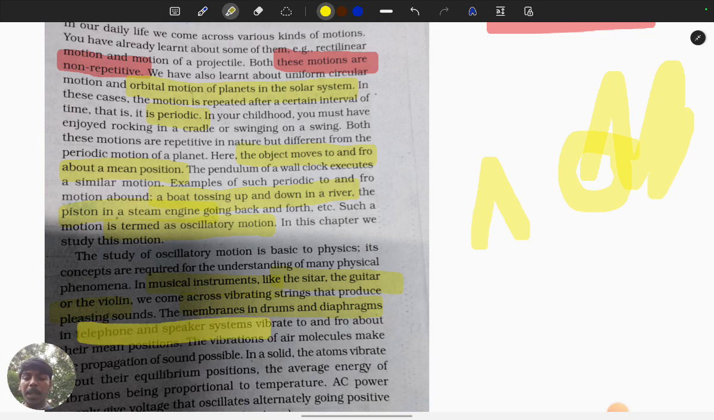In telephone and speaker systems, the vibration of air molecules to and fro about their main position makes propagation of sound possible. So air molecules vibrate so that they carry energy. What is that energy? Sound energy. Sound energy is carried by some particles. What are those particles? Air particles. Those air particles, by traveling, carry sound energy and transmit it along with the air molecules.